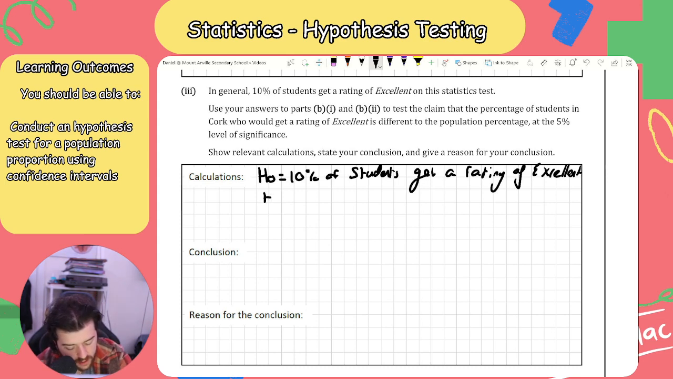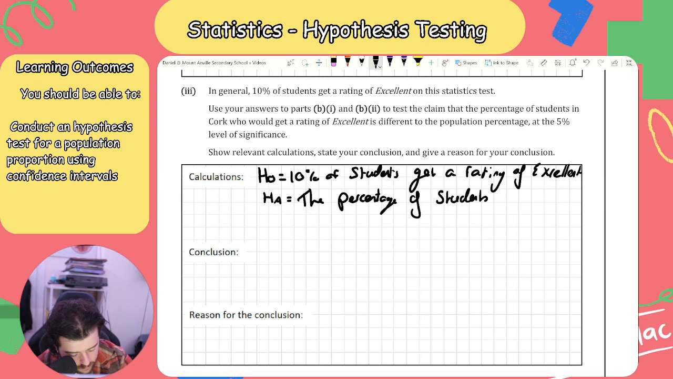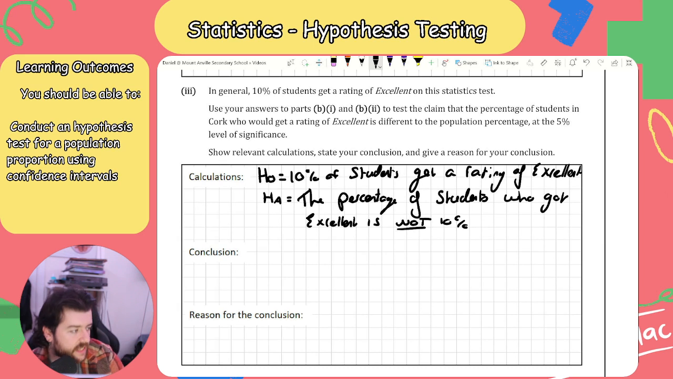So then my alternate hypothesis here is the percentage of students who got excellent is not 10%. So, calculations: I need my confidence interval. That is p hat minus my margin of error and p hat plus my margin of error.